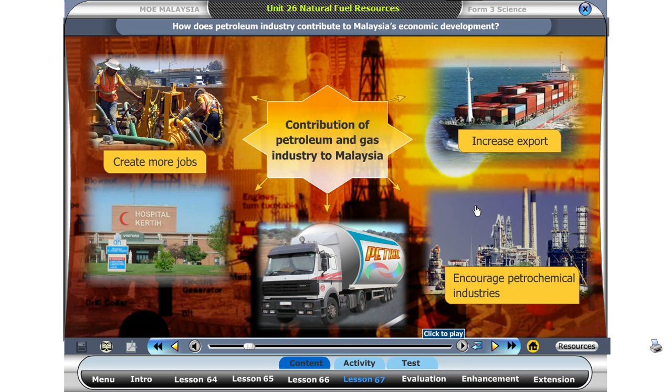It encourages petrochemical industries such as plastics, textile, and fertilizers. This adds to the number of domestic products that can also be exported. It helps to create better facilities in rural areas. In the case of Kerteh, Miri, and Bintulu, the petroleum industry has helped to increase the standard of living in these rural towns.